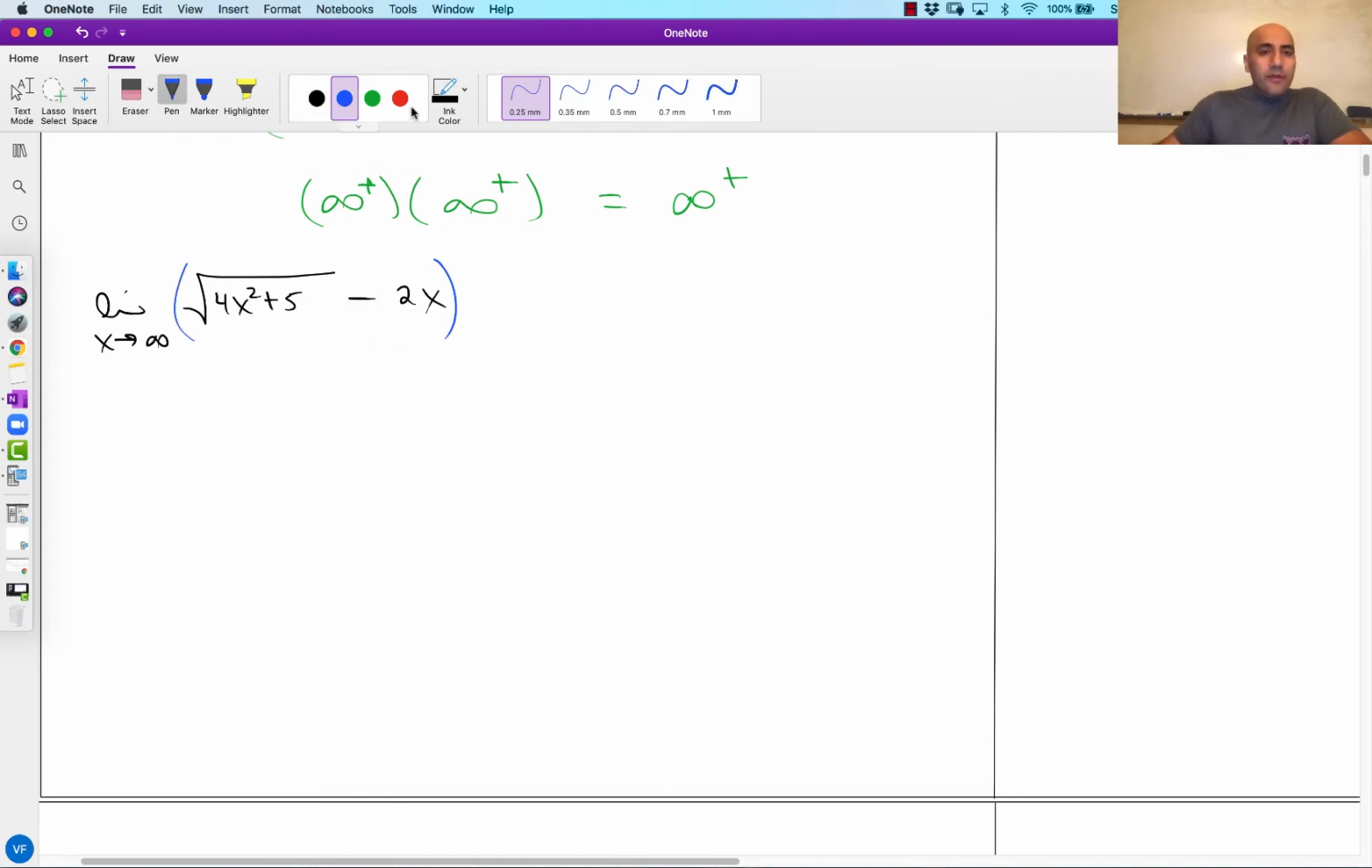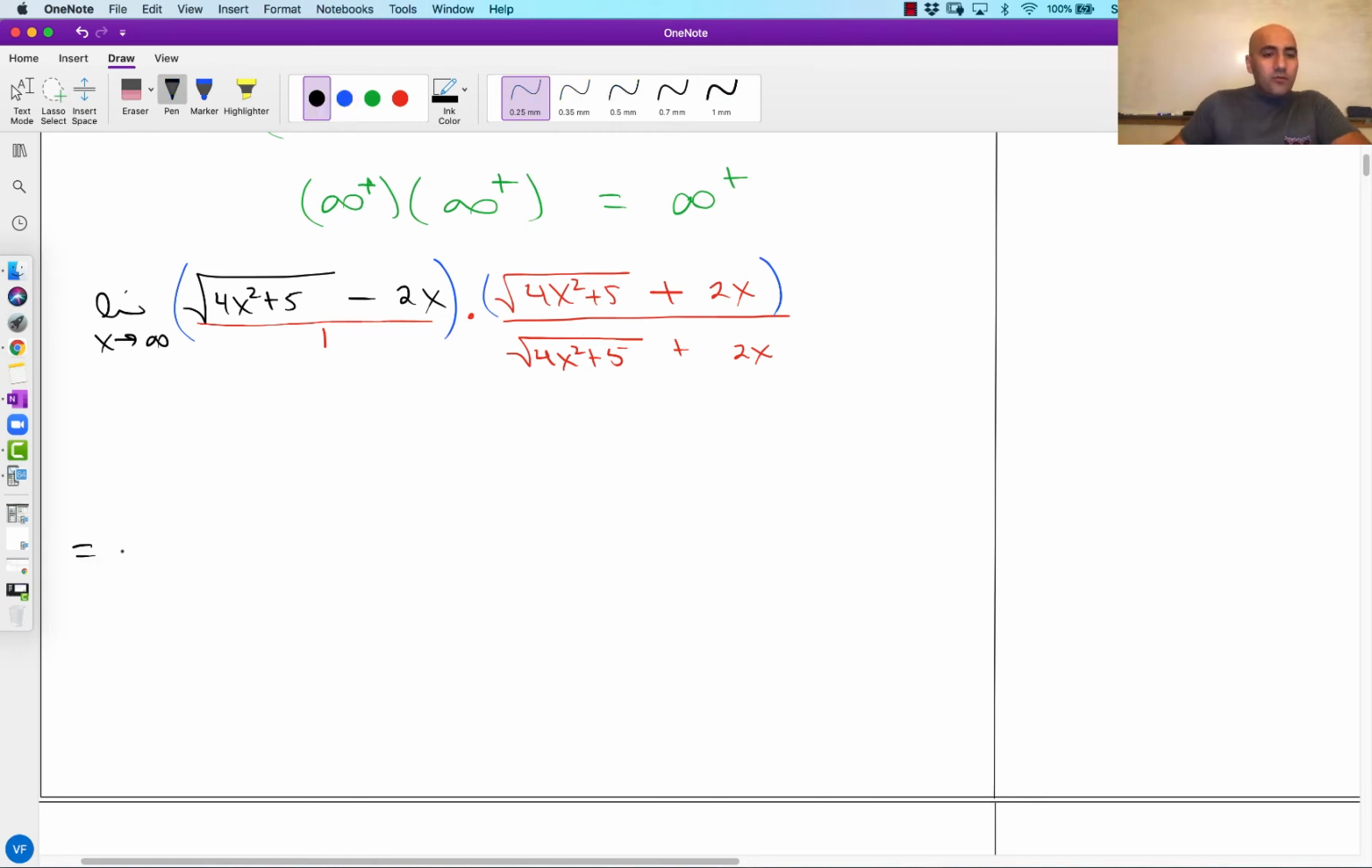The little trick we want to employ here is to first of all think of this as one big happy fraction. We can always do that by putting a 1 under it. And then what we want to do is multiply the numerator and denominator by the conjugate of it. So we're going to multiply by the square root of 4x squared plus 5 plus 2x, divided by the same thing, the square root of 4x squared plus 5 plus 2x. And what that does for us is that the numerator now, the product of these two binomials, they are conjugate binomials. So we know that the result is going to be a difference of squares, right?